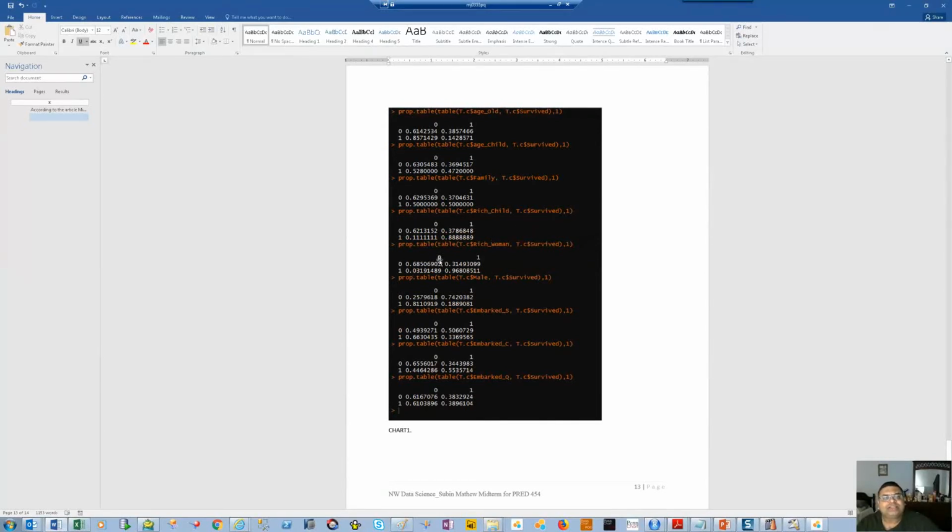Looking through the other variables that I created, the features that I created, the one other one was that the rich child survived, had a better chance of survival than non-rich child. We can see a rich woman survived better, 96.8%. And nothing else is as significant as the ones that I just mentioned.